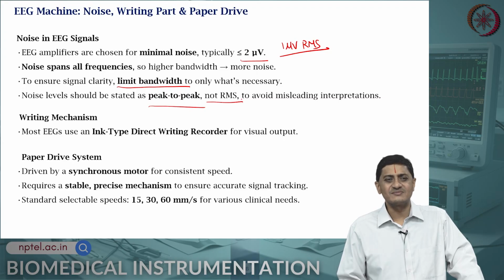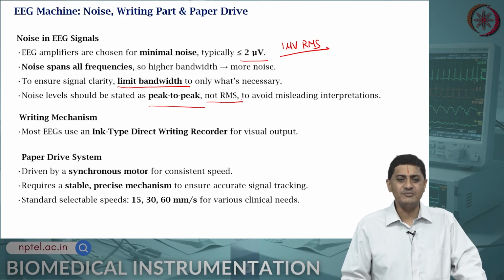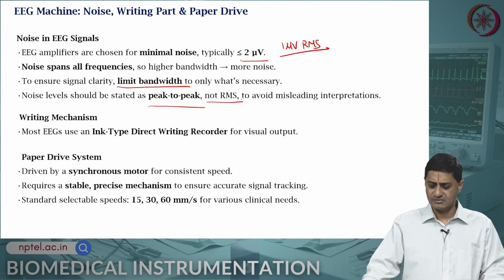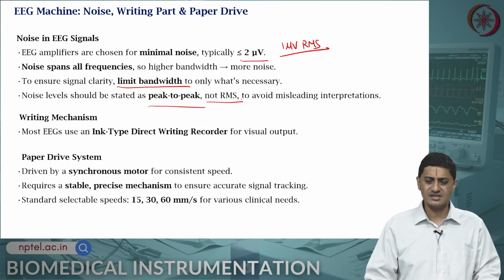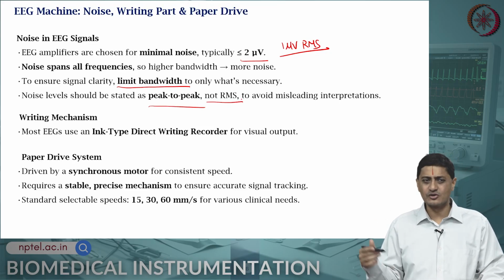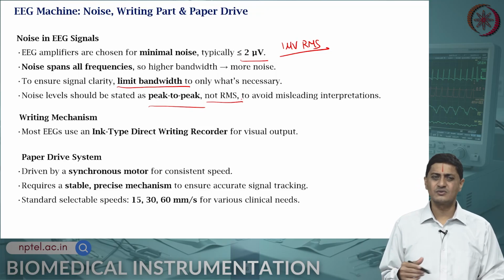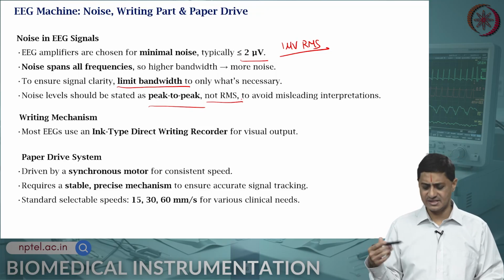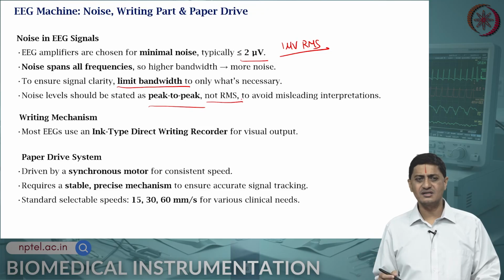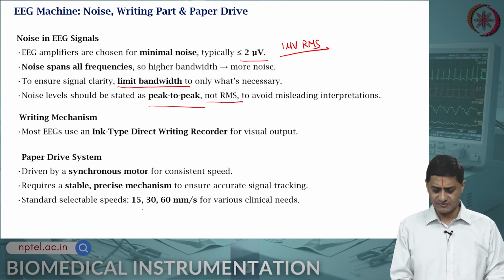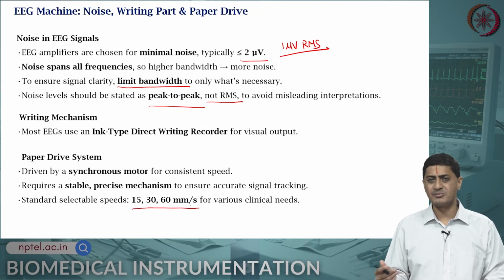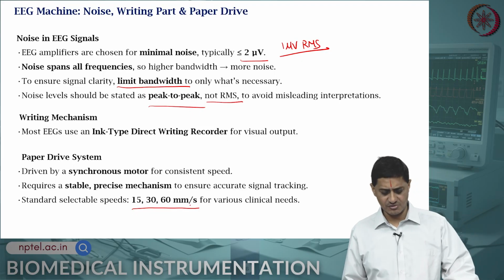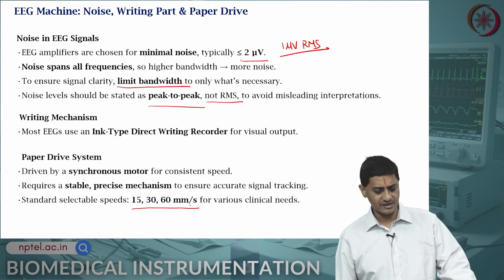Most writing mechanisms use an ink type direct writing recorder to show the visual output. There is a paper driven by a synchronous motor, and it requires a relatively stable mechanism for accurate signal tracking, and there are selectable speeds: 15 mm per second, 30 mm per second, 60 mm per second, depending on the clinical need.